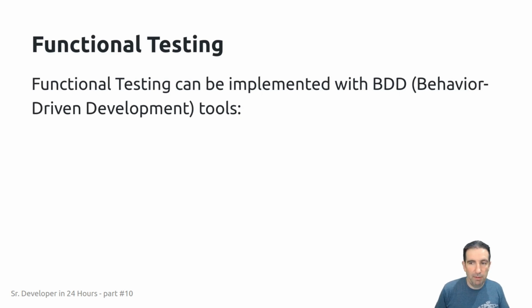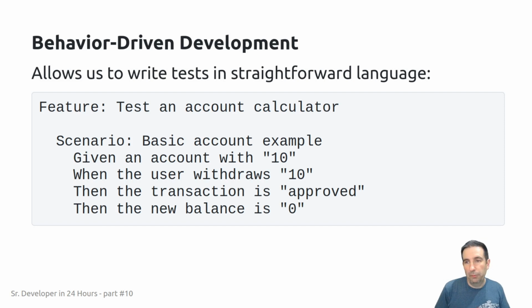Functional testing can be implemented with the technique that is called behavior-driven development. And there's plenty of tools in the ecosystem. For example, there's Cucumber, which is a tool that is available in multiple languages. There's JBehave, which is a Java-specific tool. And the nice thing about these behavior-driven development tools is that they allow us to write tests in a very straightforward language, a language that is very easy to use to communicate with business analysts, or with people that might not be very technical, the people that might not be able to understand code.